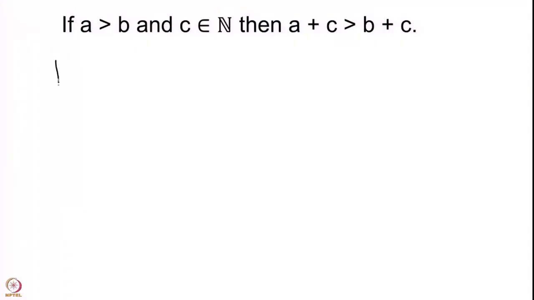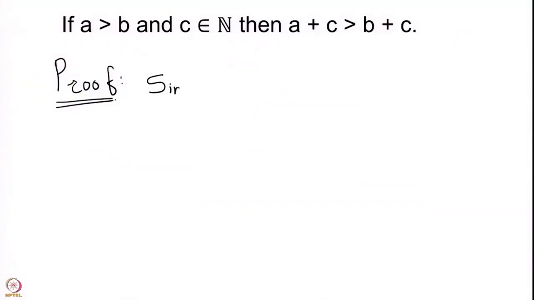Okay, so now that you have had your time playing with the proof, let me give you one proof. I will write this proof on this slide. So, we begin with the proof. What do we have to prove? We want to prove that whenever A is bigger than B and C is a natural number, then A plus C is bigger than B plus C. This is what we want to prove.